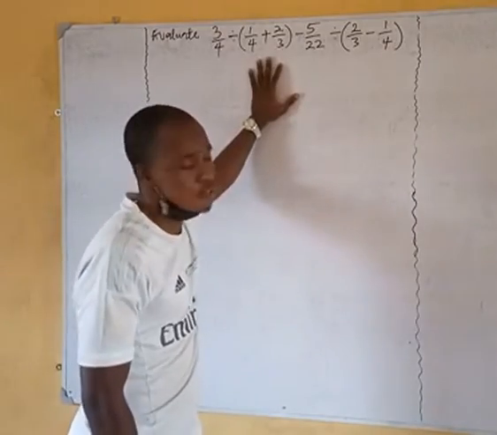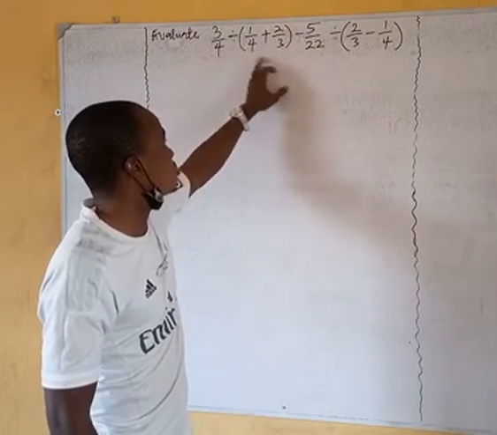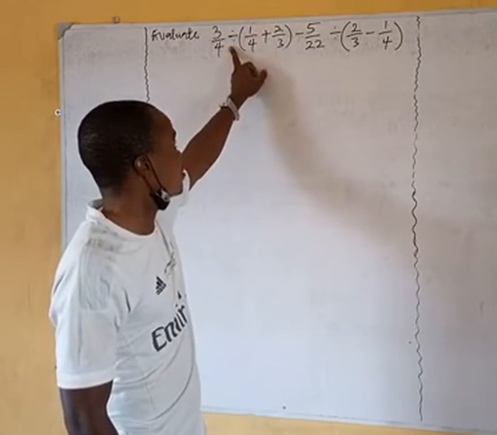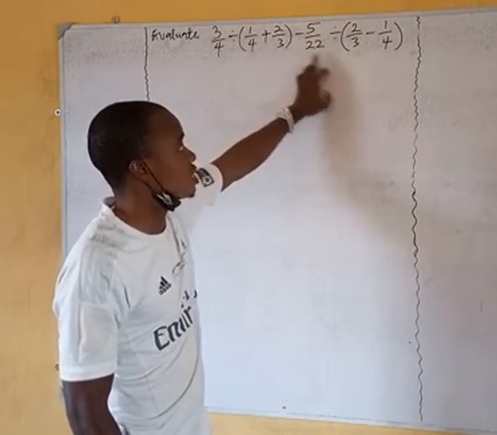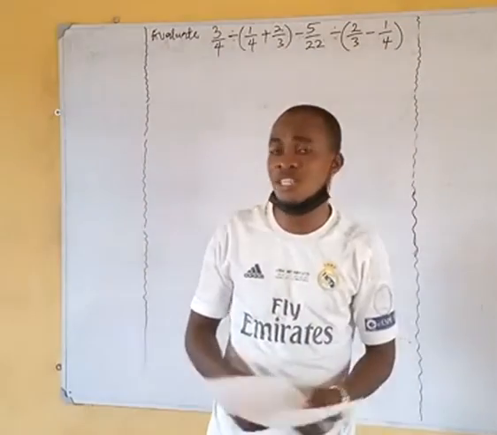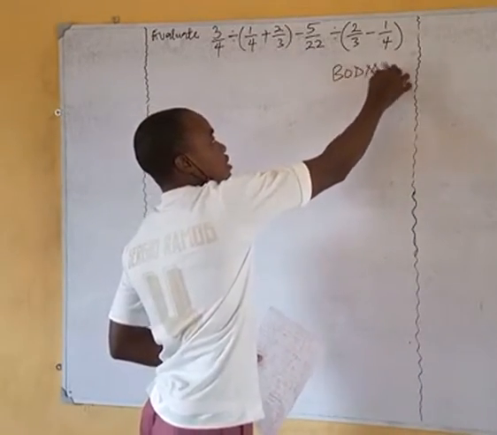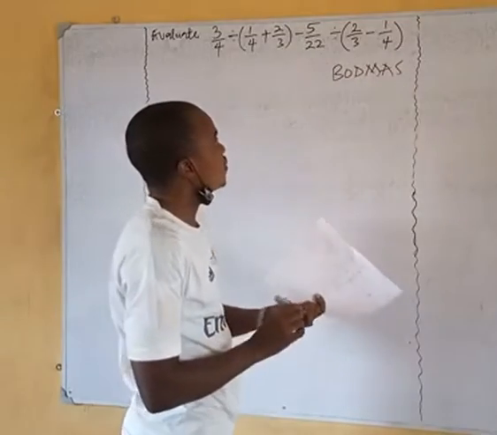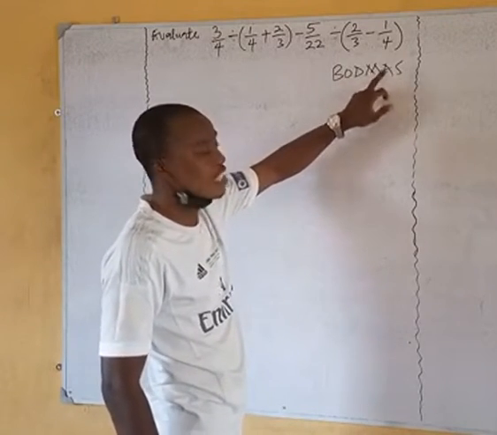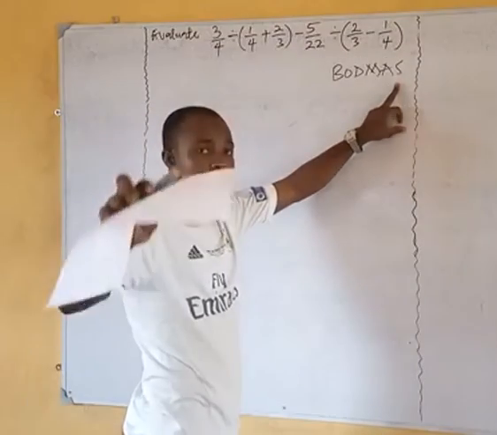If you have this type of question, the first thing we look at is that in these questions we have a variety of basic operations: division, addition, subtraction, and so on. Whenever you have that kind of problem, we apply the method called BODMAS. I believe this is not the first time you are hearing this. B stands for bracket, O for of, D for division, M for multiplication, A for addition, and S for subtraction.